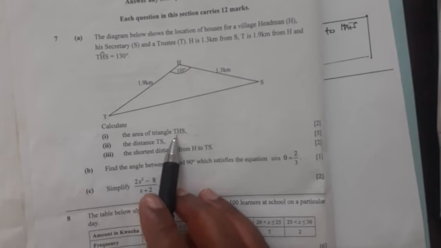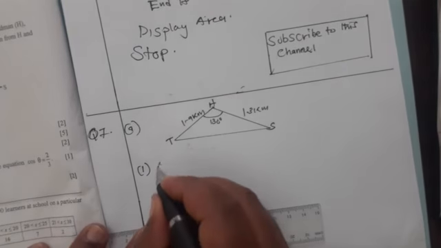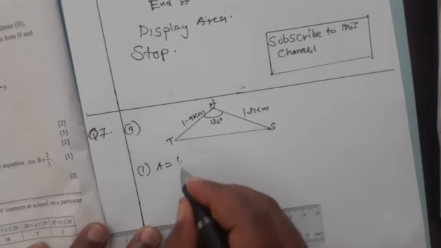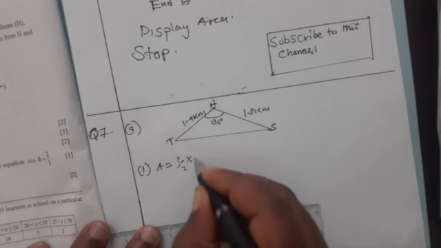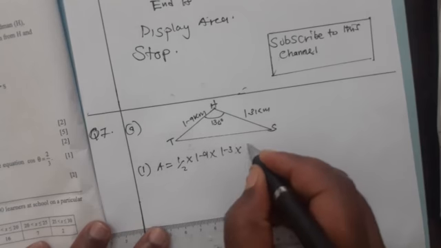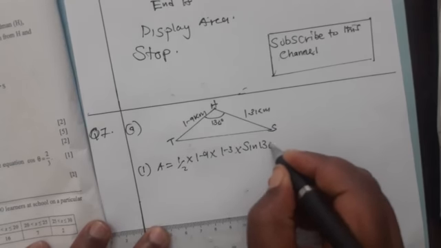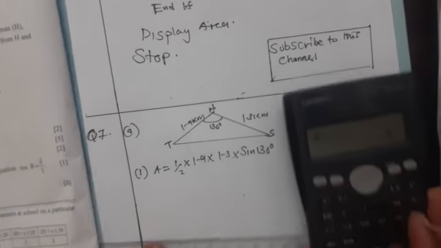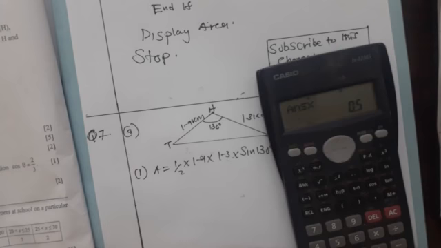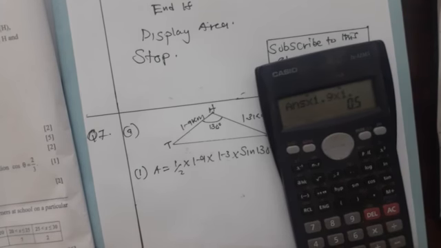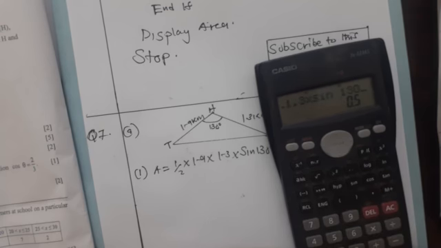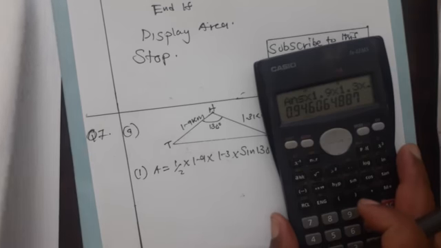Calculate the area of this triangle. Okay, so area is the easiest thing to do. Look at the lengths that you have been given. You say half times here it is 1.9 times here it is 1.3 times the sine of this angle given, times sine 130. Alright, what do you do? Get your calculator and say 1 divided by 2 times 1.9 times 1.3 times sine 130. What do you get? That is the area that we are getting.